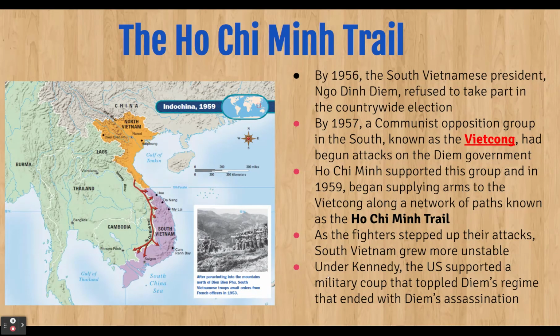As fighters stepped up their attacks, South Vietnam grew more unstable. Under Kennedy, the U.S. supported a military coup that toppled Diem's regime that ended with Diem's assassination. So that was not what Kennedy wanted, but the U.S. could see that they were supporting someone that was unpopular with the Vietnamese people, and they could see the growing opposition. And so they wanted to get rid of him in power.